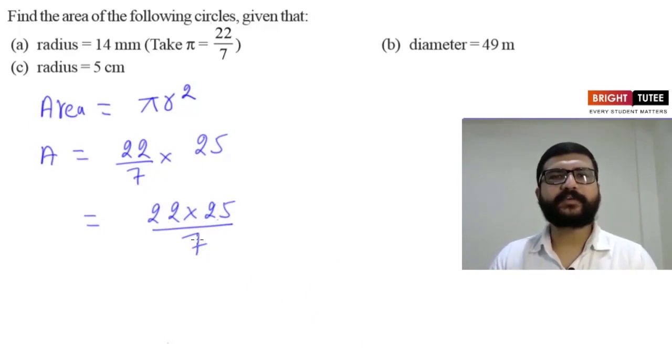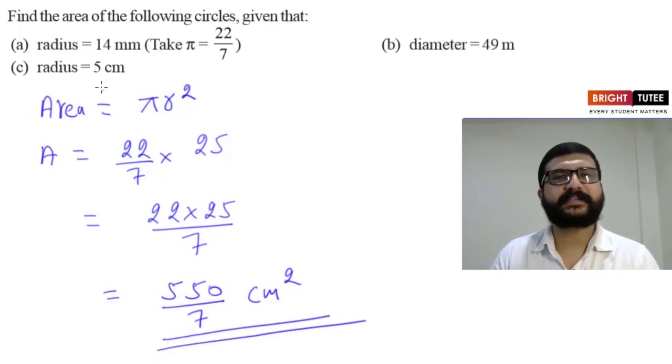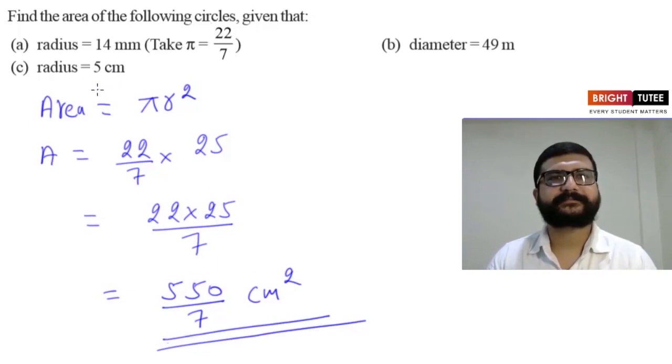Now 22 into 25 will give us 550. So this will be 550 divided by 7 square centimeters. So this is the area of the circle whose radius is 5 centimeters. So here we have seen, for finding area we are going to use pi r square, where r is the radius of the circle. Now let us see the next part of the question.